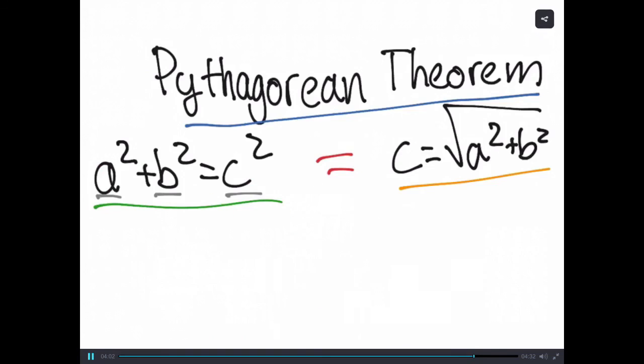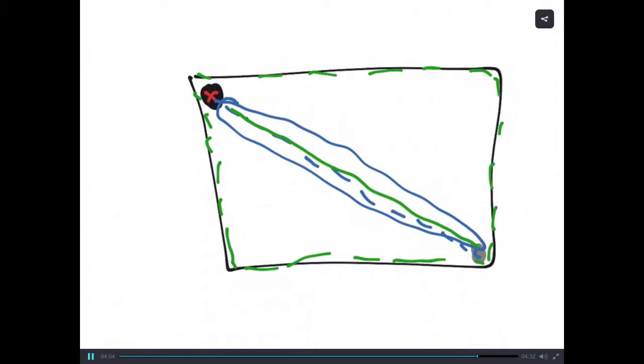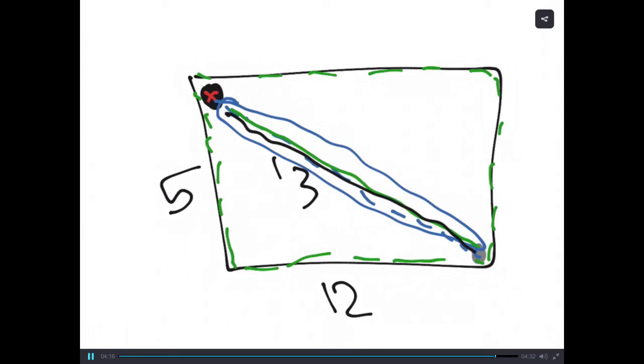Let's say that your field was measured in feet. So this would be 5 feet, this would be 12 feet, and this would be 13 feet. It would be easier to walk 13 feet across the field than to walk 5 feet and then another 12 feet to get to your friend, which would be 17 feet.